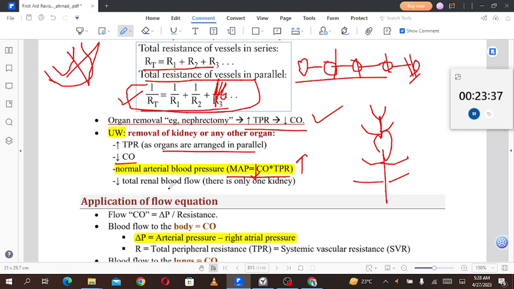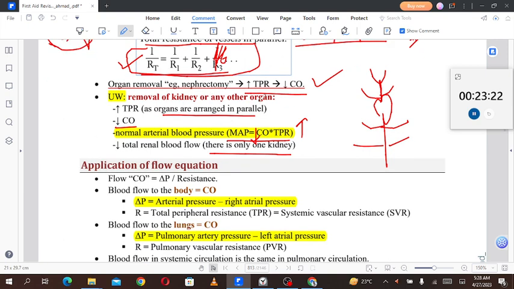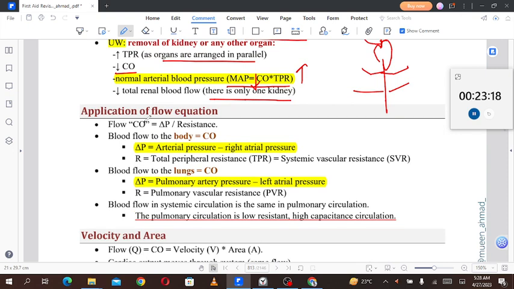Okay. Decreased total renal blood flow. There is only one kidney. So the total renal blood flow was about 20% with each heartbeat, and since we have one kidney left, that is just 10% because one kidney has been removed. That is a special scenario with the kidney, but we can use this scenario for any other organ as well.